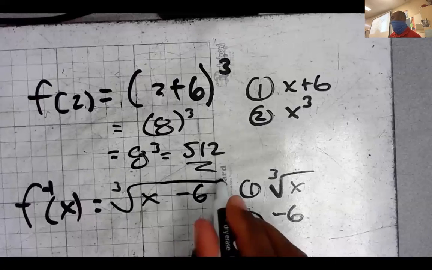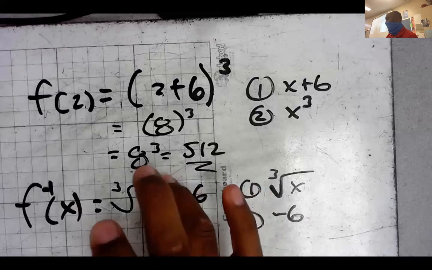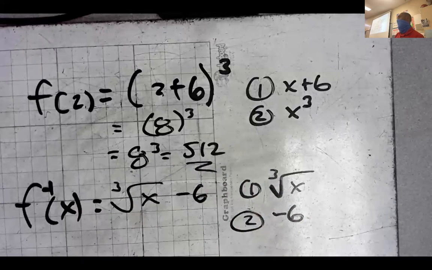So in other words, don't do this. Because what that means is that you're subtracting 6 before you cube root, because it's on the inside. But we want to just do the cube root first and then subtract 6. So we want to keep that separate.